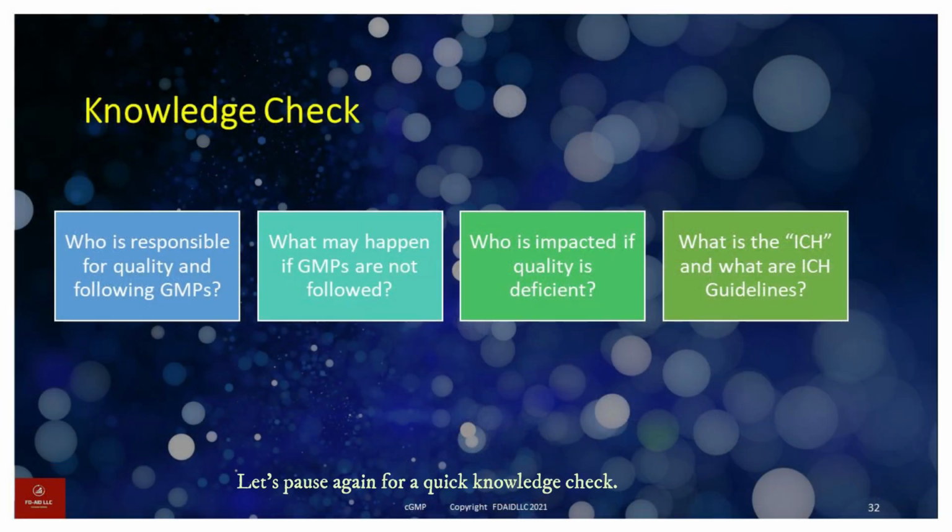Let's pause again for a quick knowledge check. Who is responsible for quality and following GMPs? What may happen if GMPs are not followed? Who is impacted if quality is deficient? What is the ICH and what are ICH guidelines?